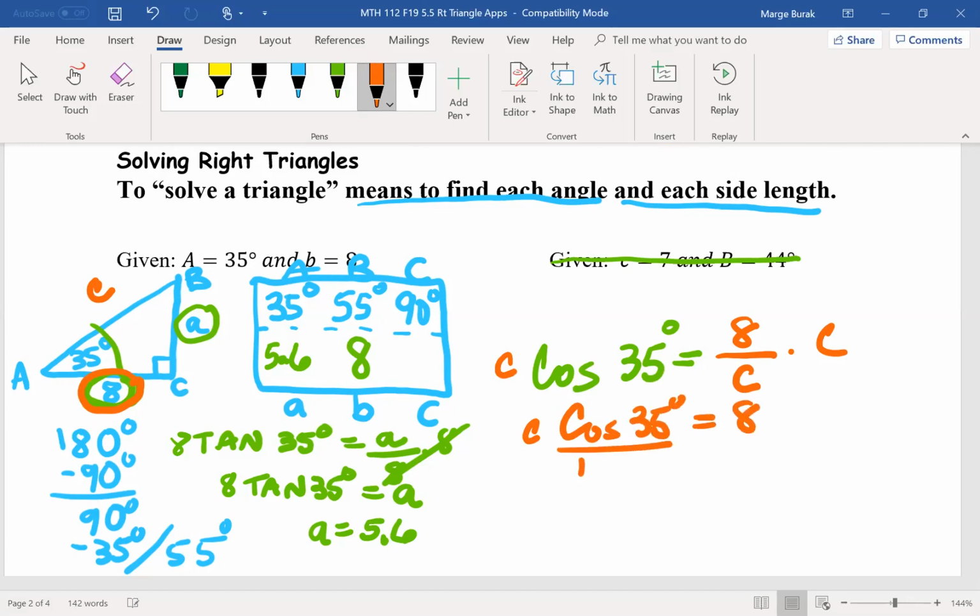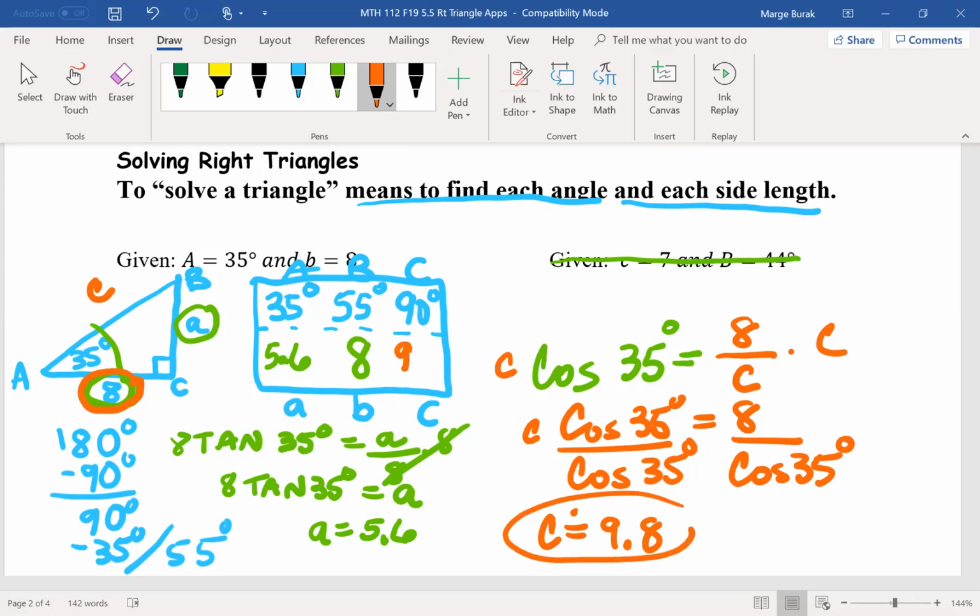So I'm going to divide by the cosine of 35 degrees, and c will equal 8 divided by the cosine of 35 degrees, and that on my calculator comes out to 9.766. So I'm going to do about 9.8. Be careful on your open math to how many decimal places your answers go to. And my final check is the longest side is opposite the largest angle. So I'm checking. Yes, my hypotenuse is the longest, and I'm liking that.